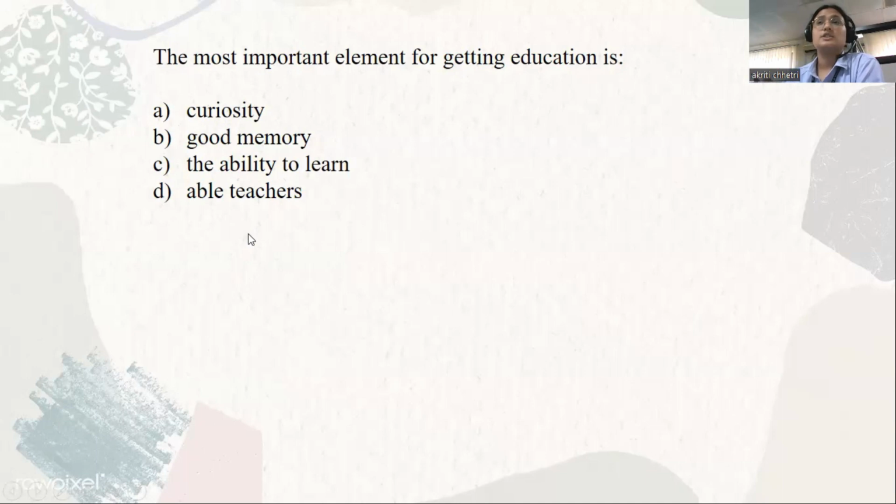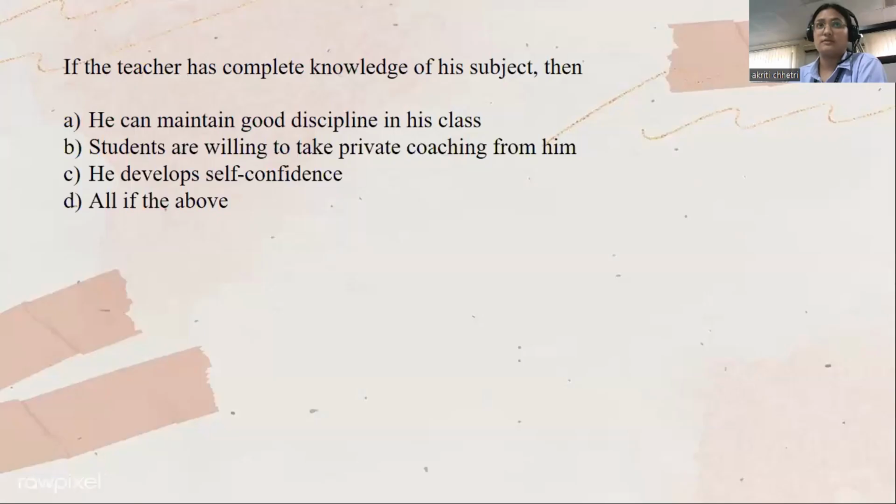So curiosity, yes, you need curiosity. Good memory, yes, you need good memory to learn, to get education. The ability to learn, yes, you need that ability, and able teachers. So the most appropriate answer here is curiosity, because until and unless you have curiosity, you are not getting any education. It doesn't matter that you have a good memory and ability to learn, or that I'm providing you a good teacher. It is not important, because you are not curious to get that education.